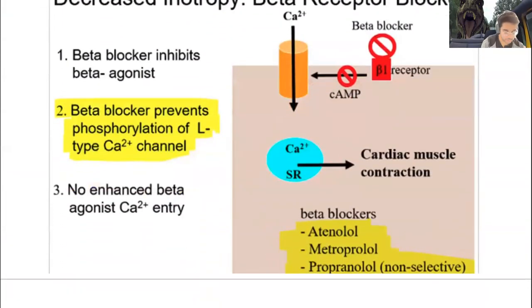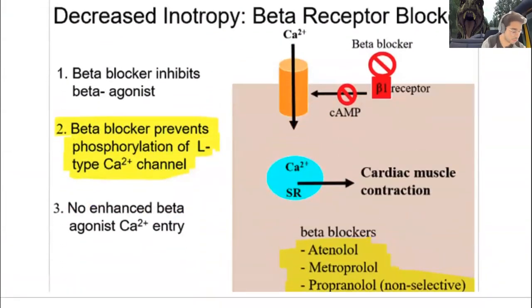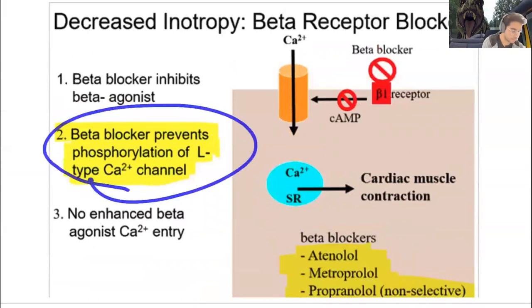And this is what I was telling you guys about, like the calcium channels. I just threw this in so that you guys can associate it with the appropriate things.